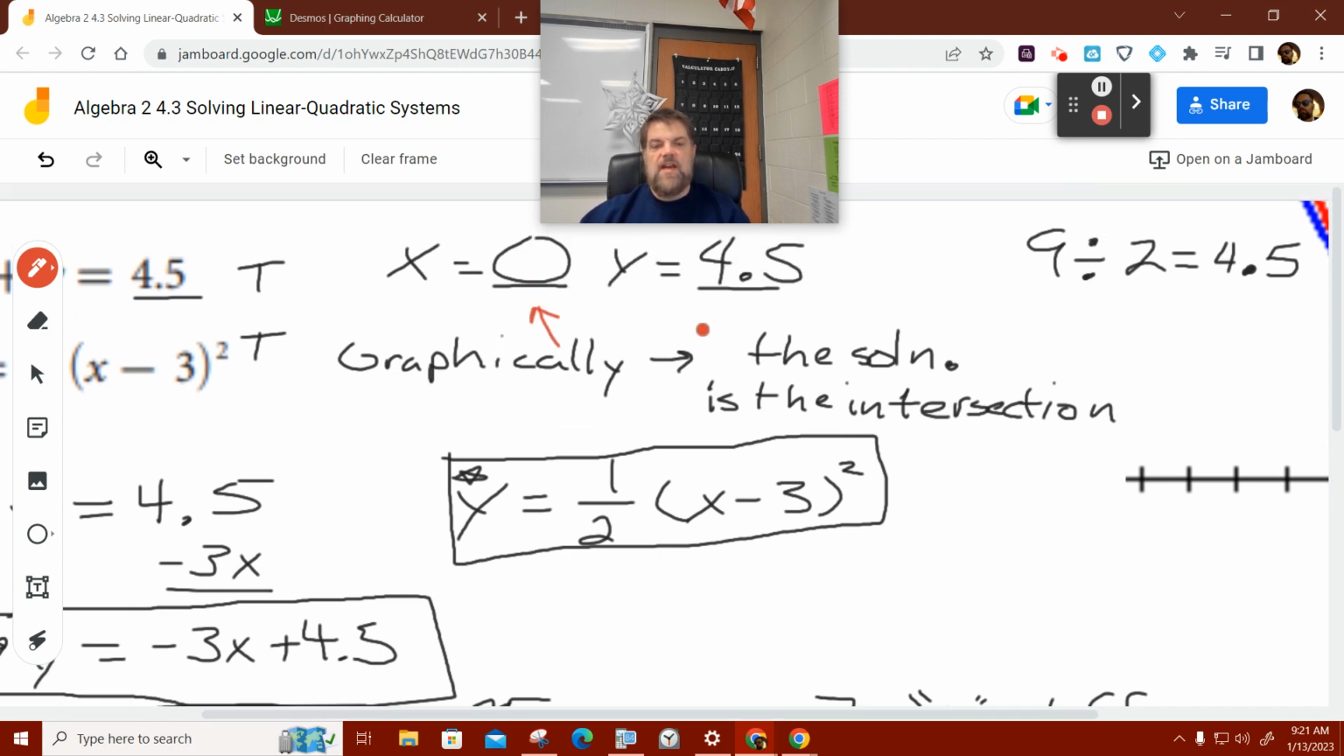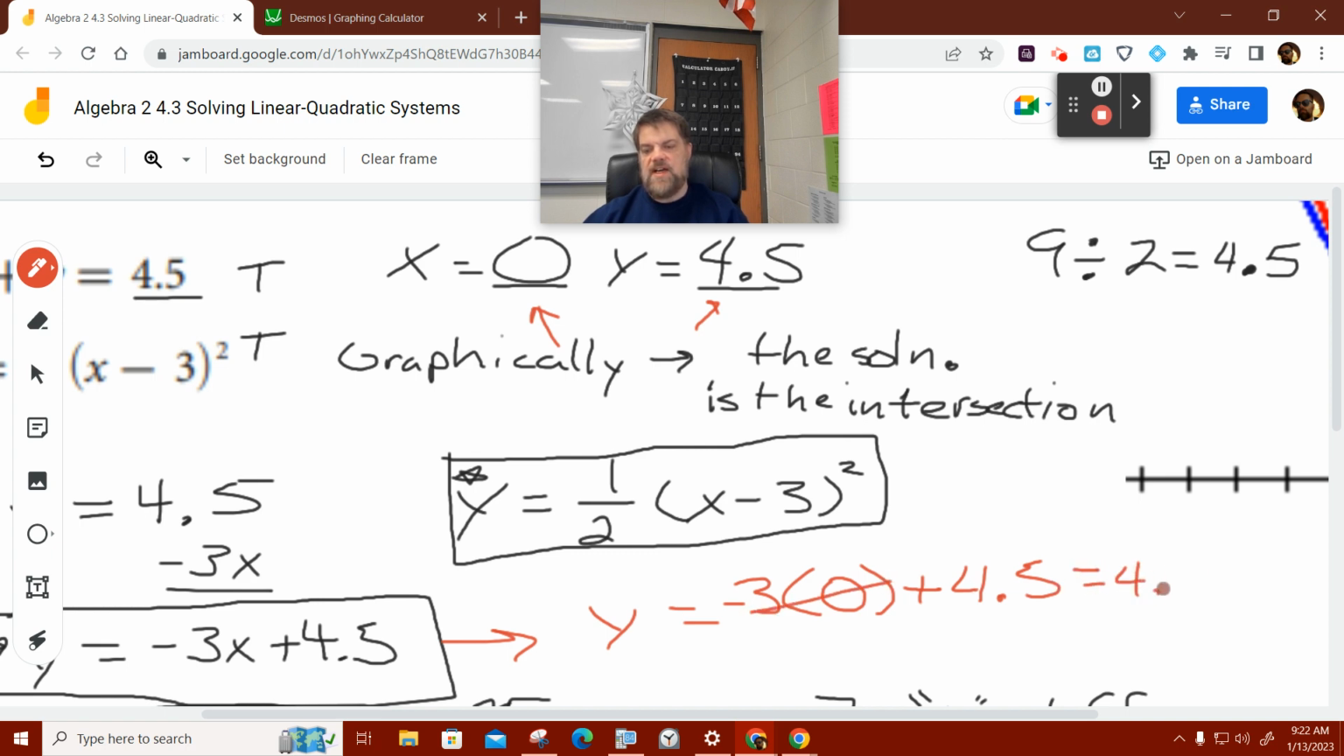X equals 0. And if you want to find the corresponding y value, you just plug it into this first equation. Y equals negative 3 times x, but we said x would equal 0, plus 4.5. Well, that equals 4.5, because negative 3 times 0 is 0, and 0 plus 4.5 is 4.5. Now for this one, y is equal to 1/2.